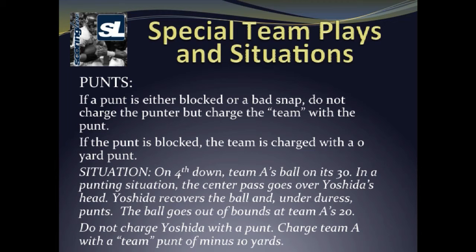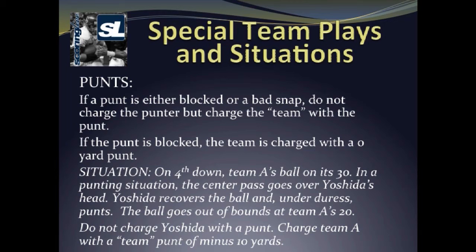So if it's blocked, charge the team with a 0-yard punt. On 4th down, Team A's ball on the 30. In a punting situation, the center pass goes over Yoshida's head. Yoshida recovers the ball, and under duress, kicks the ball. The ball goes out of bounds at Team A's 20-yard line.